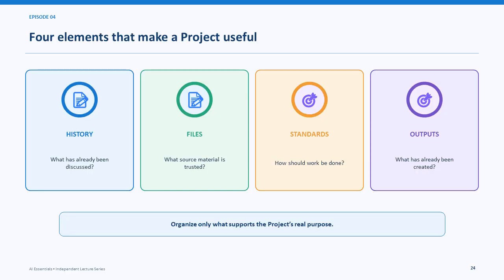4 elements make a project useful. History shows what has already been discussed. Files provide source material that should remain available. Standards explain how the work should be done. Outputs show what has already been created. Organize only what supports the project's real purpose. A crowded folder of unrelated material can make the work less clear rather than more capable.